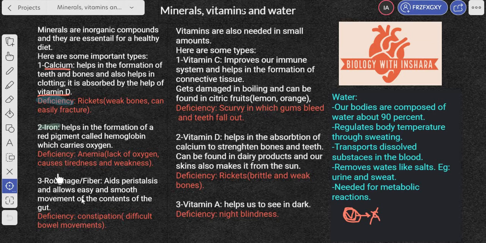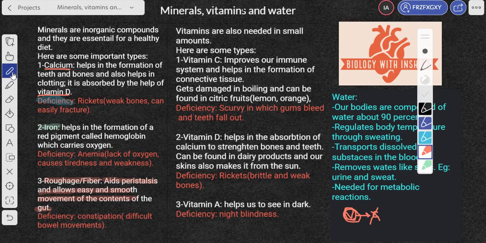Okay, third one, fiber or roughage. Now this is actually quite important because you need this, and I'll explain why you need it. So roughage or fiber. This aids a process called peristalsis and allows easy and smooth movement of the contents of the gut. What does this mean?